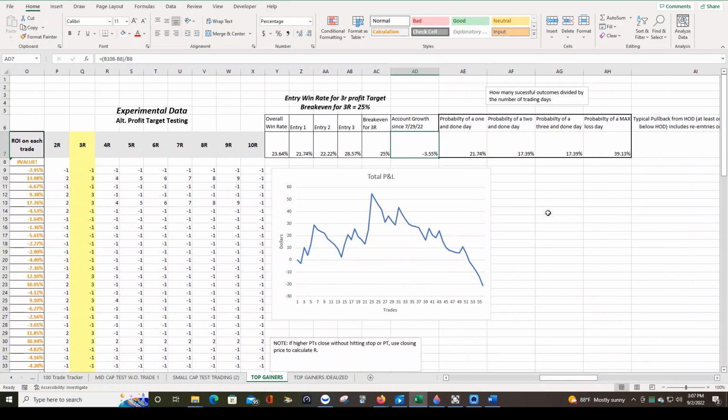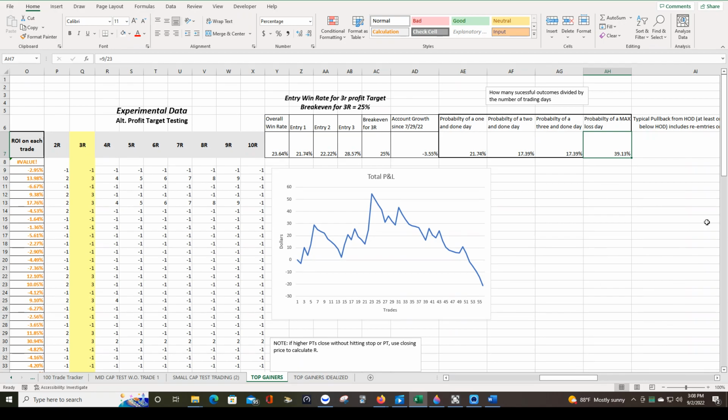Again, we're trading with $100 per trade here. Probability of a one and done day is right here. 21% chance, almost 22% chance that we have a one and done day. Probability of a 2-in-1 day, meaning that we win our second trade, is only 17%. And the same thing for a 3-and-done day, meaning that our third trade wins. And right now, the highest probability is that we have a max loss day.